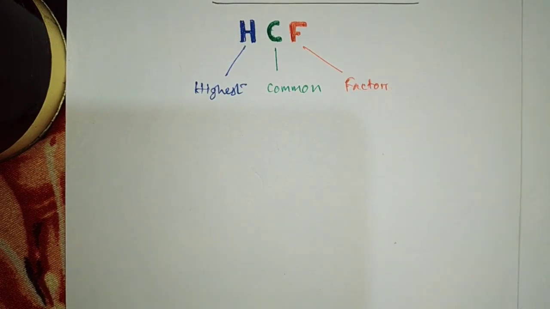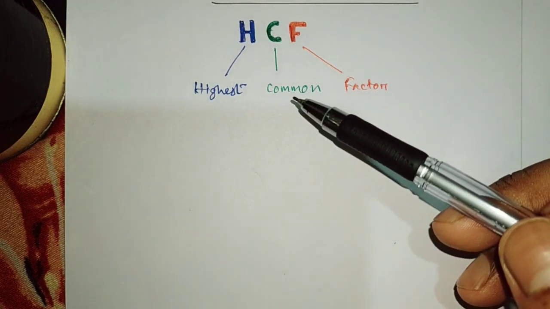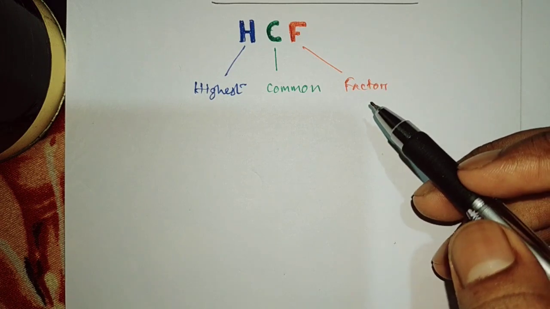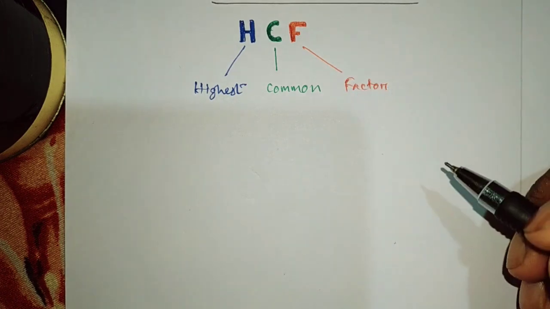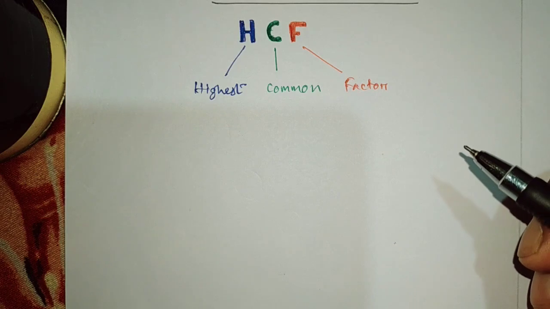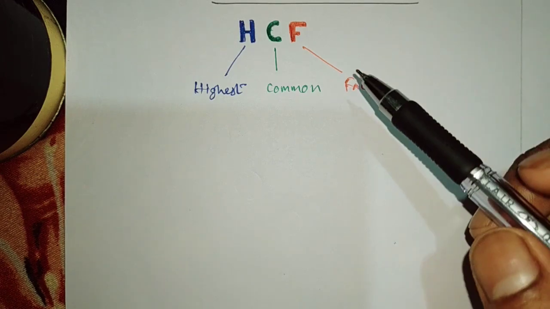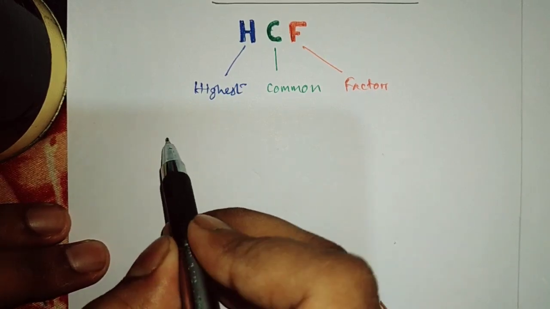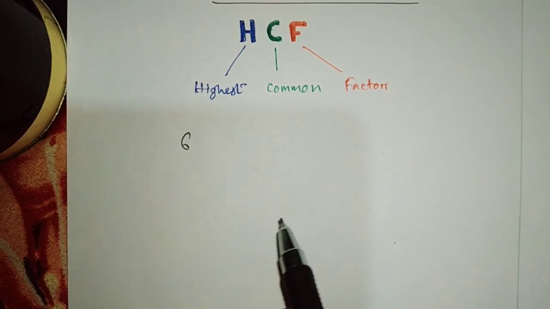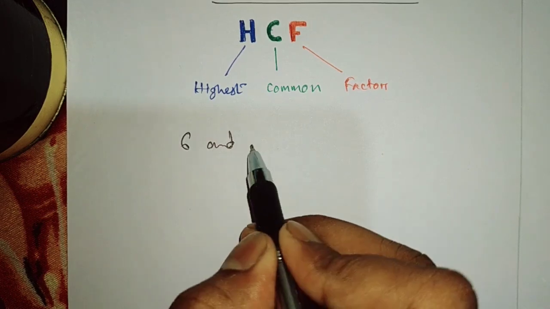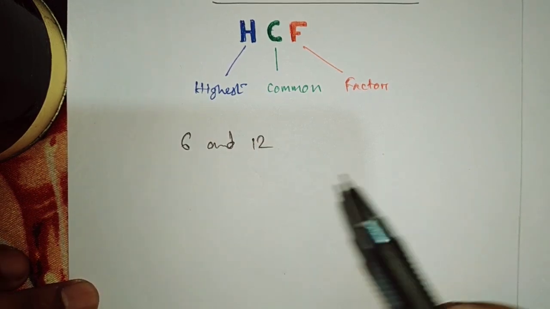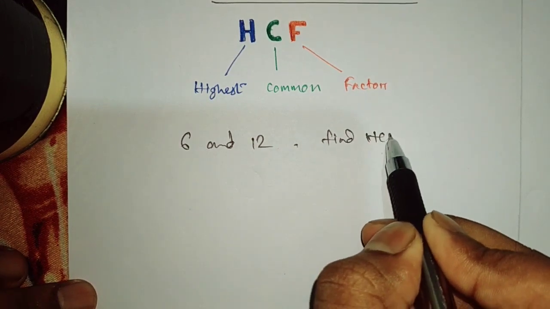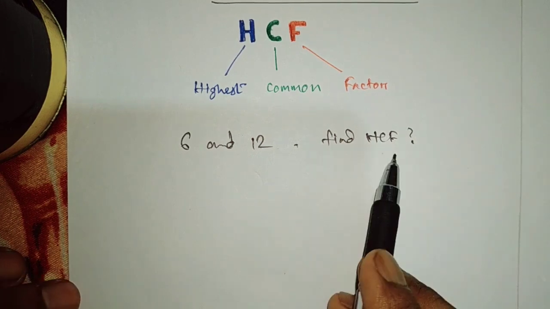In our earlier classes we have discussed factors and common factors. This much we know: what the factors of a number are, and if two numbers are given, what the common factors are. So today we will discuss highest common factor. Say for example we have two numbers, 6 and 12, and we have to find the HCF, that is the highest common factor.